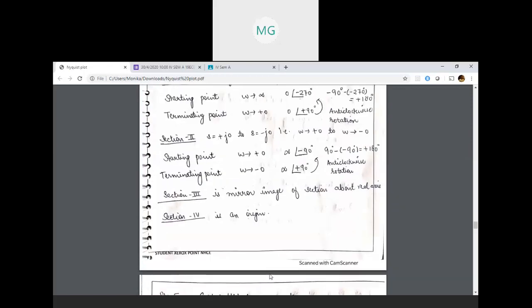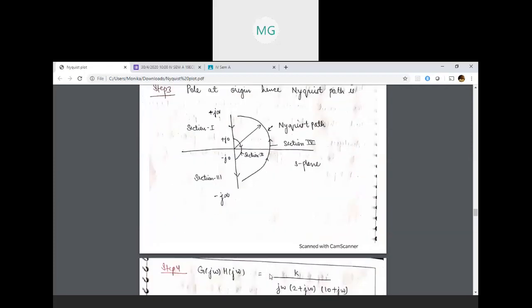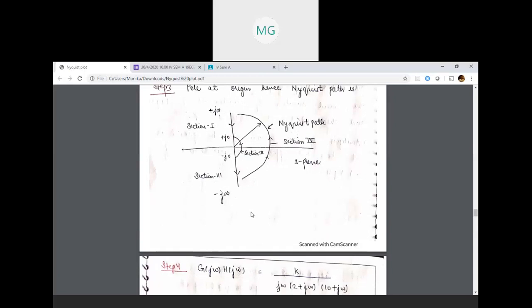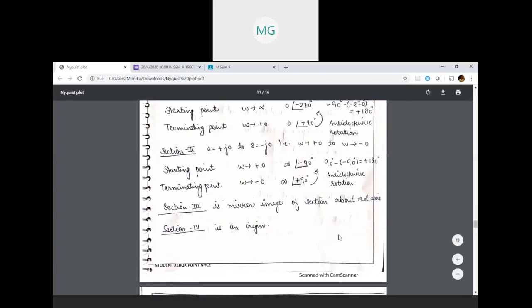Now section 3. What is section 3? You see that section 3 starts from minus j0 and terminates at minus j infinity, which is similar to section 1, plus j infinity to plus j0. But here it is minus j0 to minus j infinity. You can say that section 3 is the mirror image of section 1. No need to find the magnitude and plot for it. You can just draw the mirror image of section 1 for section 3 based upon the starting and terminating points. Right? Section 3 is the mirror image of section 1 about the real axis.